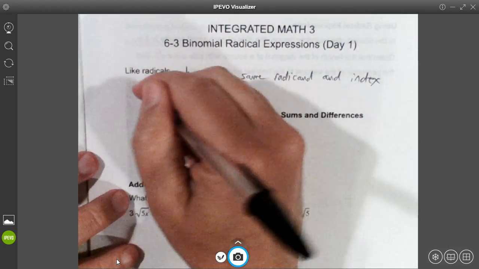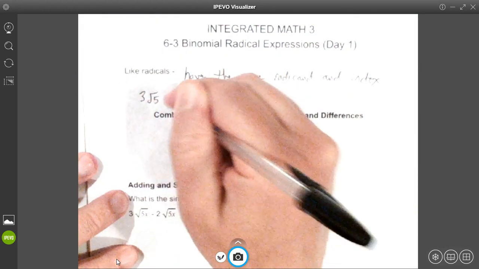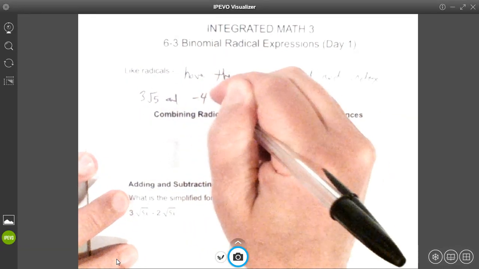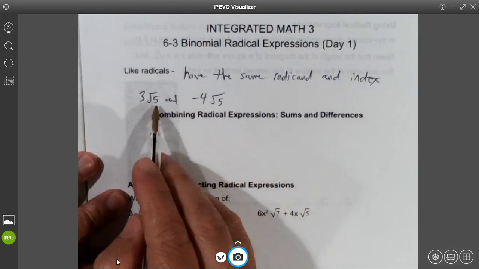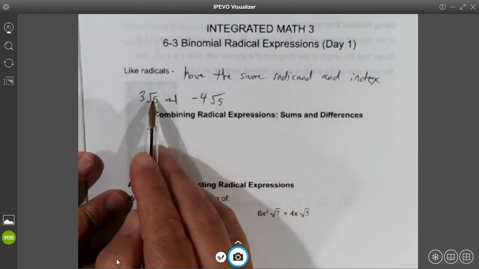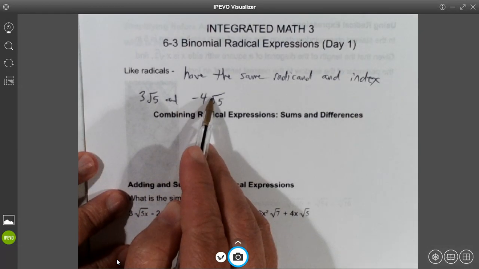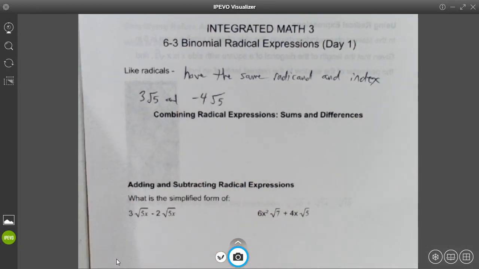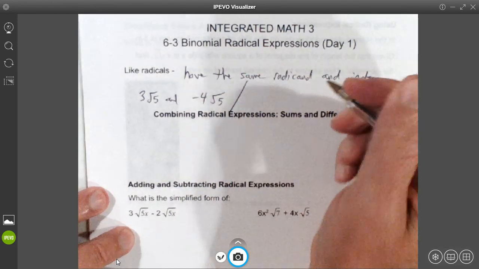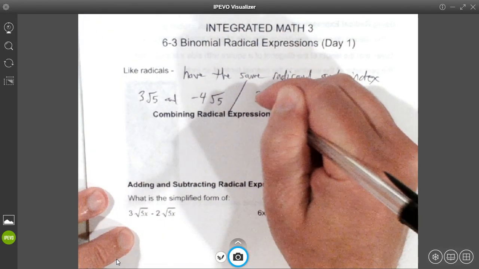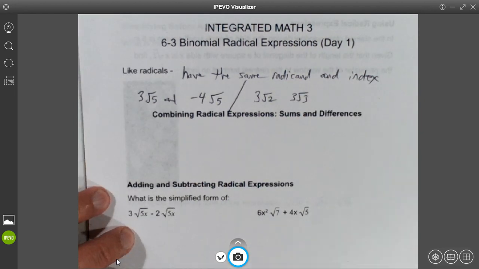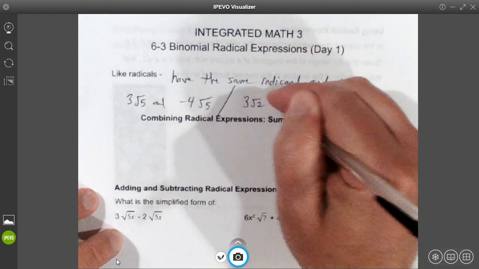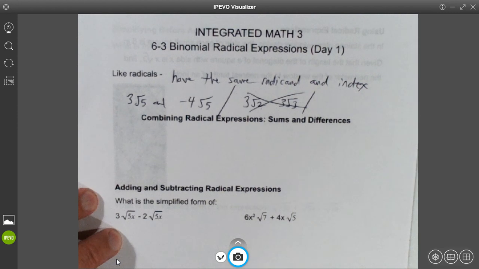So just a couple examples. 3 square root of 5 and -4 square root of 5 are like radicals because they've got the same radicand, 5, and they've got the same index. They're both square roots. A couple non-examples would be 3 times the square root of 2 and 3 times the square root of 3. Those are not like radicals because they don't have the same radicand. I'm going to put an X through there just so you don't get confused.